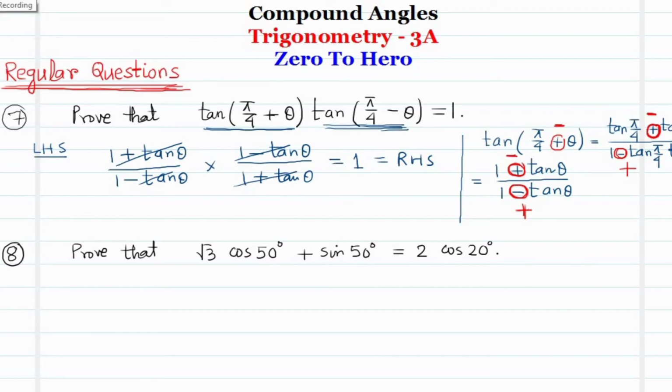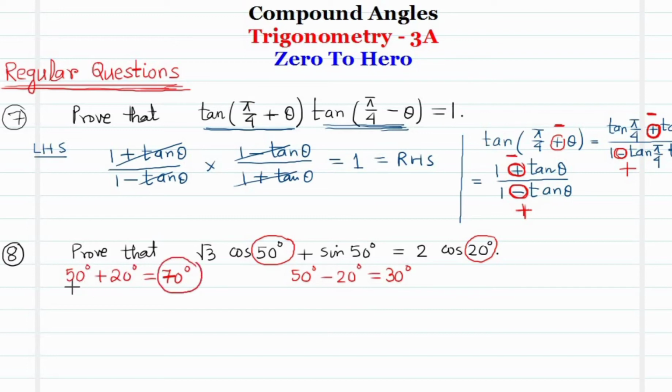Now, to solve this question, let us say that we are given two different types of angle. One is 50 degree, another one is 20 degree. If we add these two angles, 50 plus 20 is 70 degree. If we subtract these two angles, 50 minus 20 equal to 30 degree. Now 70 degree is not any standard angle. So this relation will not help. So the only relation that will help us is 50 minus 20 equal to 30 degree. That is the first observation.